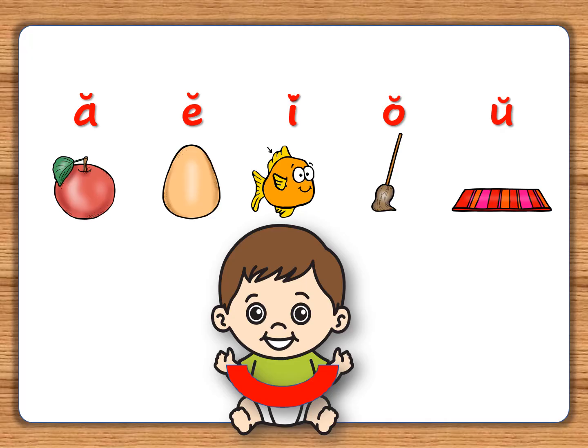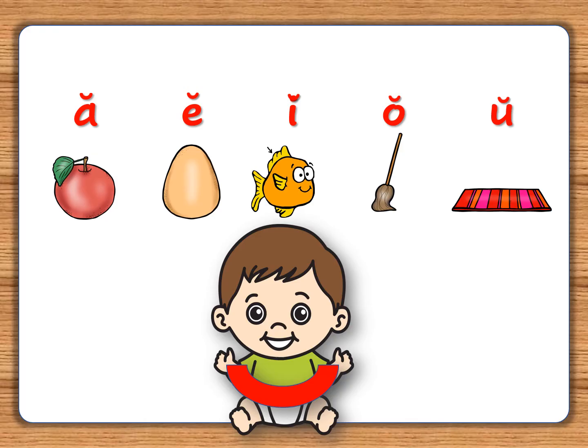So let's first take a look at the pictures we have. We have the letter A with the short sound at the top, and we have a picture of an apple. When we say apple, the A in the word apple makes a short sound, a. So the short sound for the letter A will be a, as in apple.